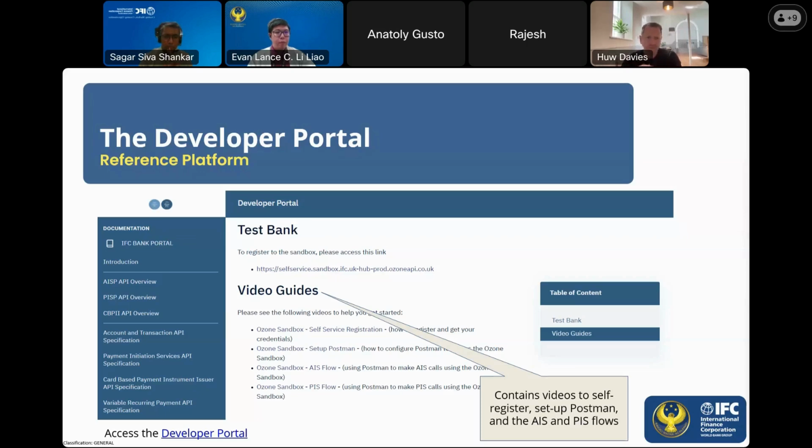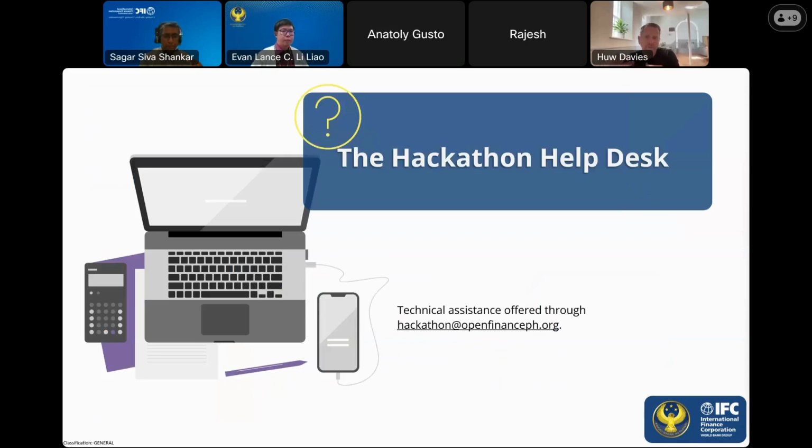So it's a rich set of resources, including a whole series of sample code and walkthroughs of exactly how it works. But alongside this as well, there will be a help desk. Again, for any questions that aren't answered through the resources in there, or if there's anything that doesn't make sense, the hackathon help desk will be there throughout this period to respond to any questions.